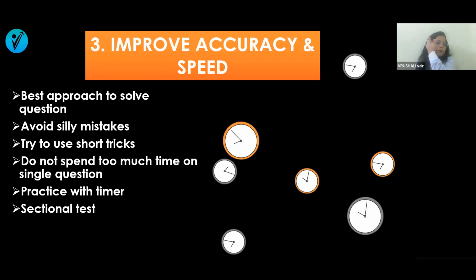The last point is improve accuracy and speed. So here you have to check how can I improve my accuracy and how can I improve my speed. Accuracy is important. If you are doing a lot, but doing it wrong, it is a waste. It is useless. So you have to solve it correctly also. And again, you may be solving all right, making no mistakes, but you are solving too slowly, taking 5 minutes, 3 minutes on one question. That is also wrong. So we have to improve these things.